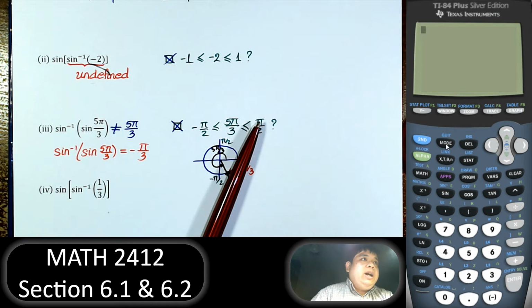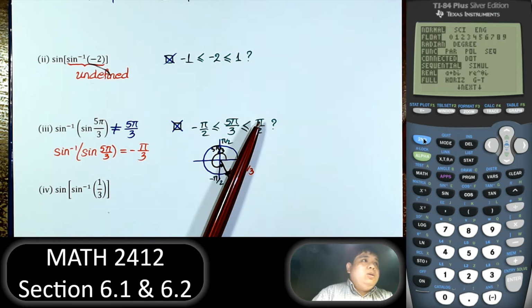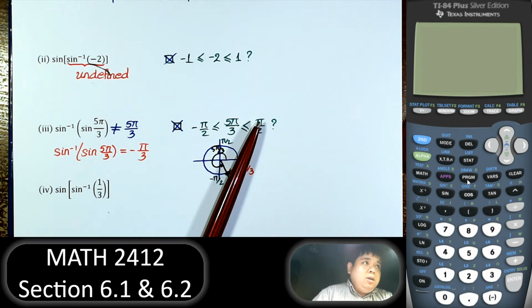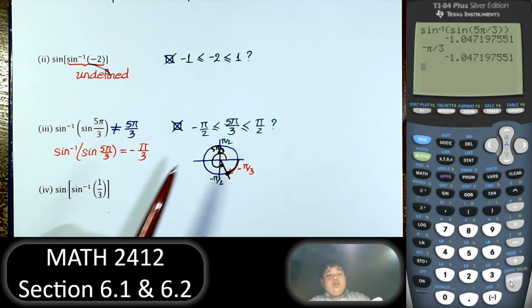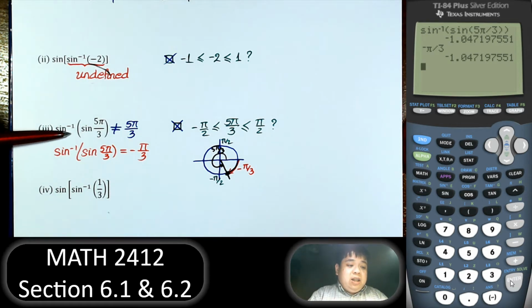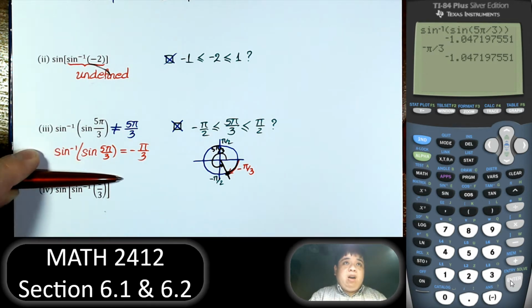And let's do this again in radian mode. Sine inverse of sine of 5 pi over 3. So we have that, and then negative pi over 3. Yeah, it should be the same. So whatever the answer in this one is, it has to be between negative pi over 2 and pi over 2.